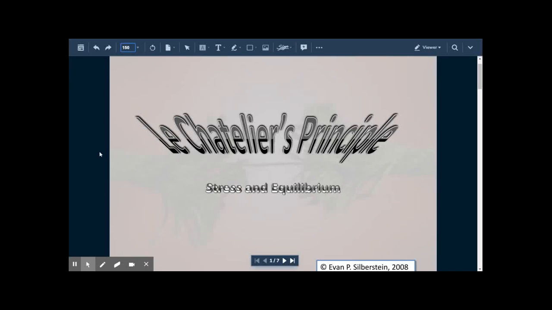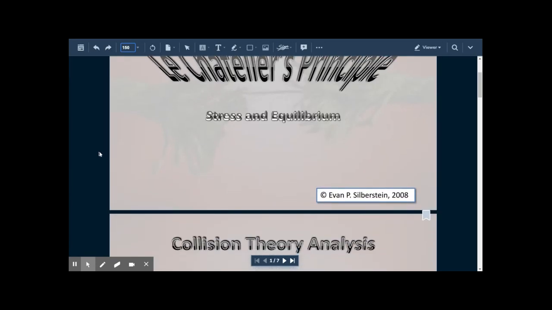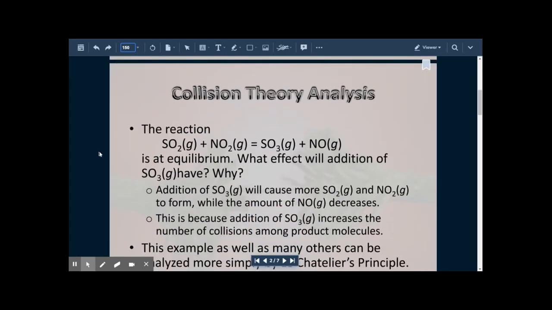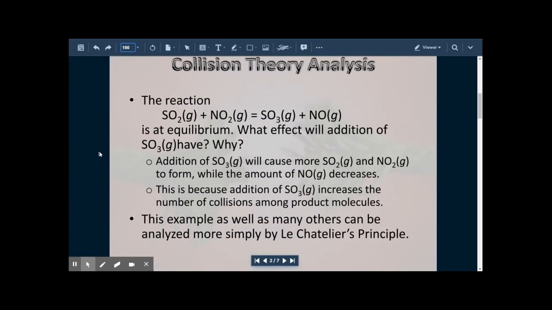This lesson I definitely wanted to record because it's a little tricky, especially when you start doing some of the problems. You need to have a little bit of an explanation for a couple of the aspects of Le Chatelier's principle. So this part of the unit is all about when equilibrium changes.